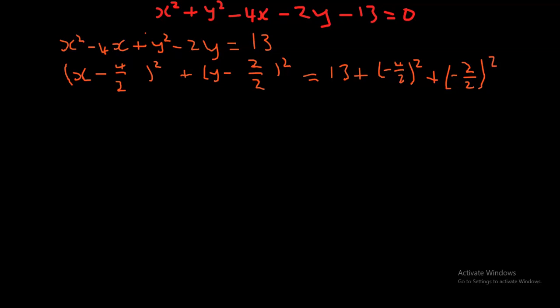But before we can do that, let's also simplify this side, because we know that 4 divided by 2 will give us 2. So it comes back as x minus 2 here, squared. And then here there will be 2 over 2, which will be 1, so it comes back as y minus 1. And then you close the bracket, and then we go and solve that big number. So it will be 13 plus negative 4 over 2 squared plus negative 2 over 2 squared.